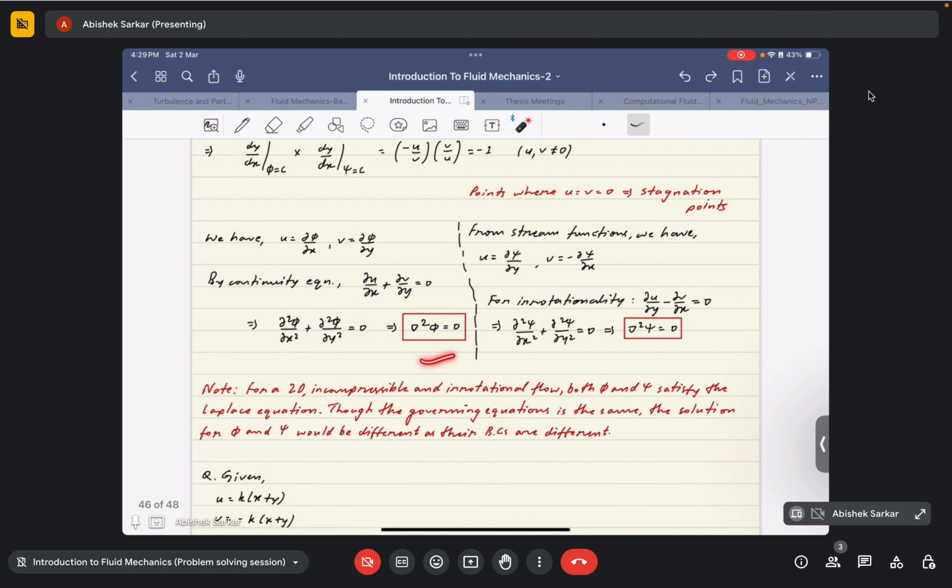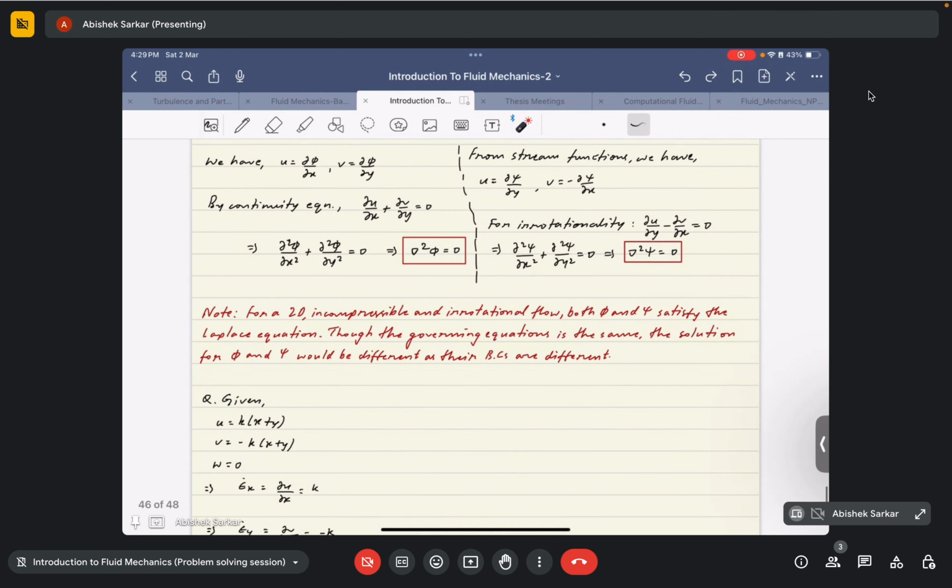And this satisfaction of the Laplacian by both the stream function and the velocity potential is very crucial when we discuss potential flow in this course. If at all we are discussing potential flow, the satisfaction of the Laplacian by both the stream function and the velocity potential is very crucial for the analytical solutions of the potential flow that we derive using the appropriate boundary conditions.